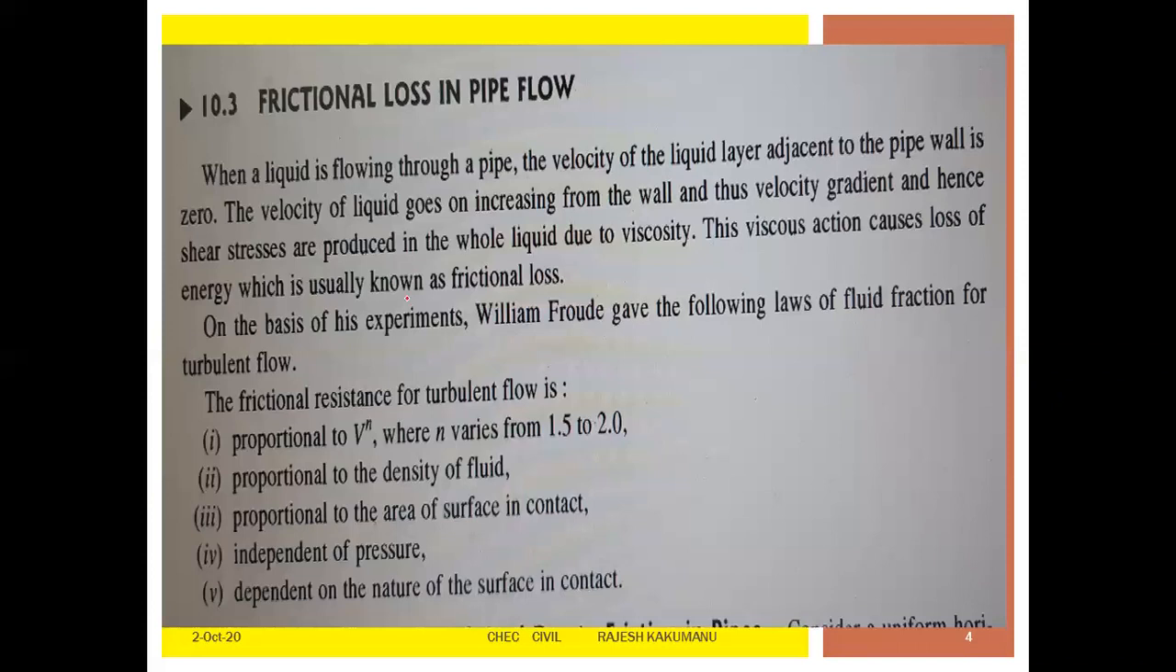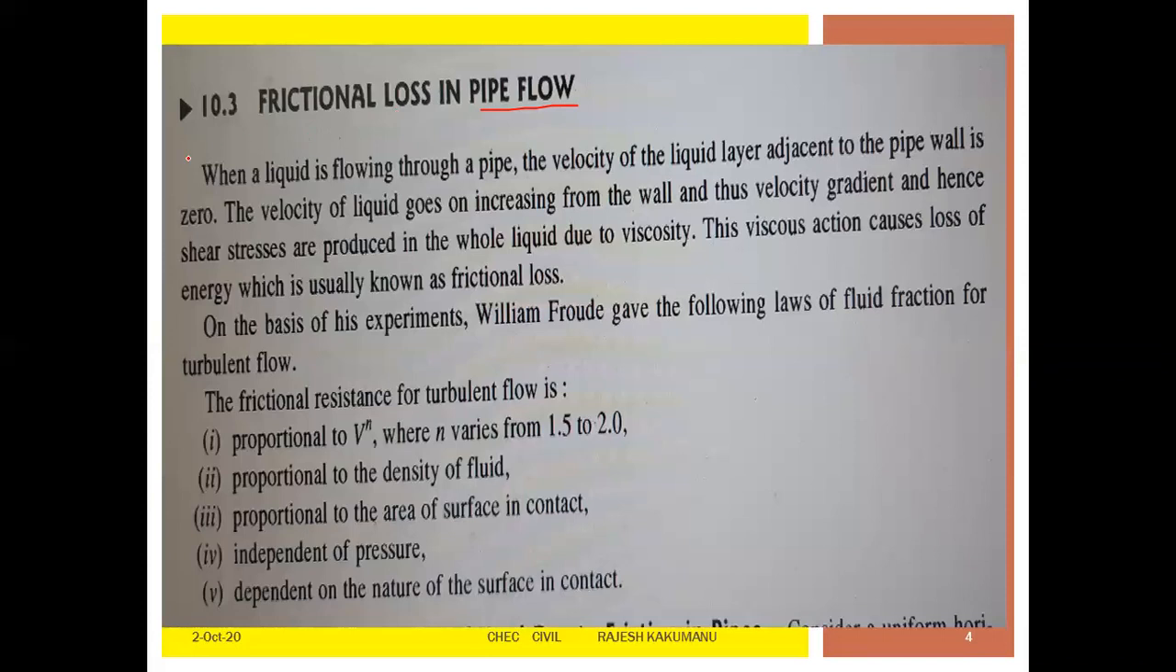Okay. So here we will discuss the friction loss in the pipe flow. Whenever we are using the turbulent flow, we will see what happens when the turbulent flow is operating in the friction losses, right?